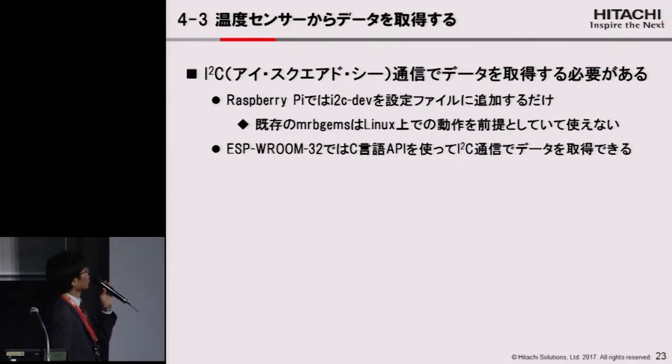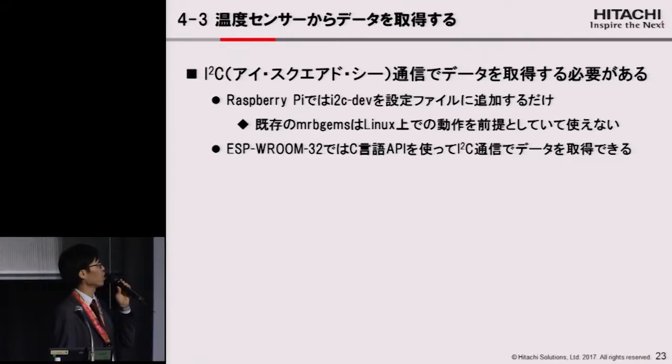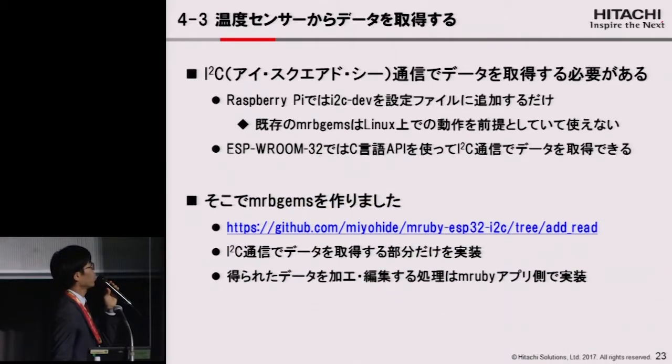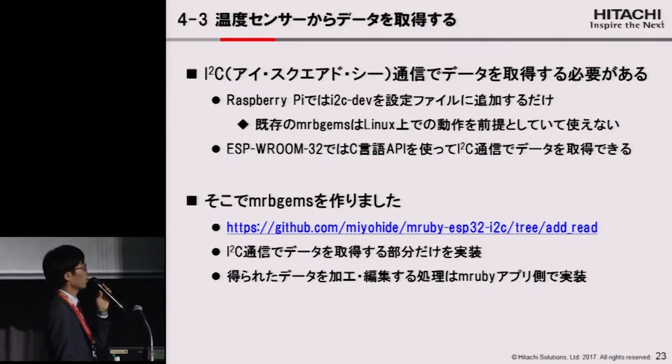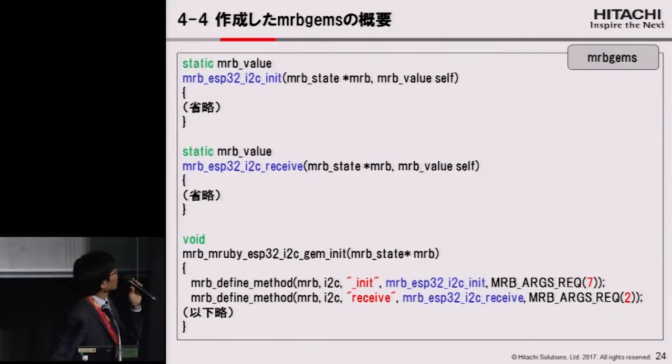On Raspberry Pi, this is often done, but on ESP-WROOM-32 only the C language API is provided. So this time, I created the mruby gems. I implemented only the part to acquire the data over I2C communication, and then implemented the rest on the application side.